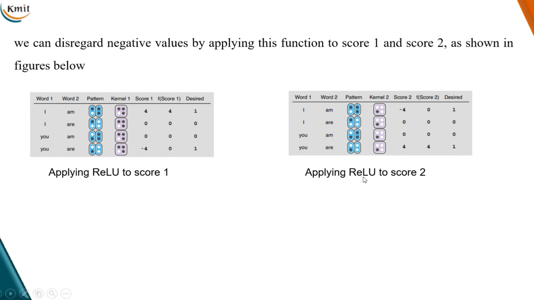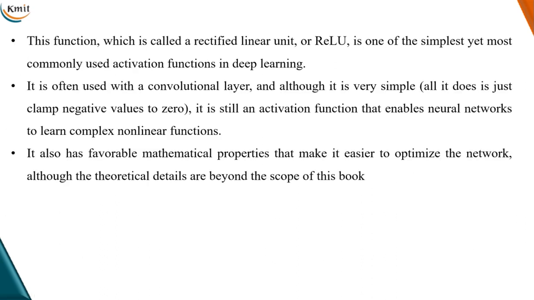Similarly applying ReLU, this function f of score 2 is nothing but the ReLU function. Applying ReLU to score 2. Now this function that we are applying to score 1 and 2 is called the rectified linear unit, or ReLU, which is one of the simplest yet most importantly used activation functions in machine learning, deep learning or NLP applications. It is often used with convolutional layers. Although it is very simple, it is still an activation function that enables a neural network to learn complex nonlinear functions.